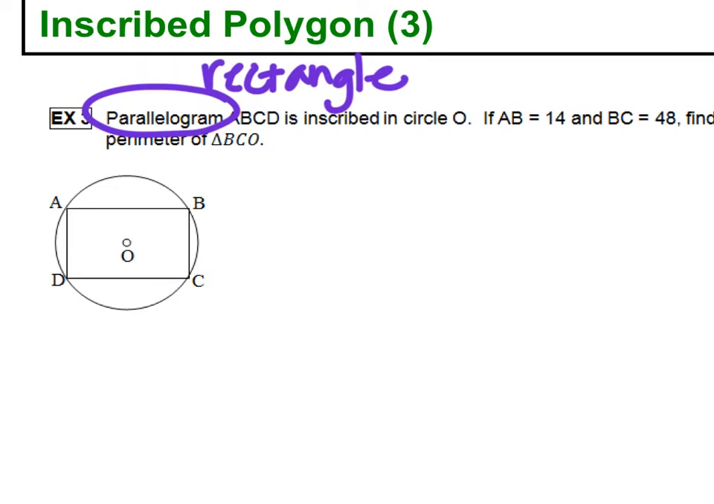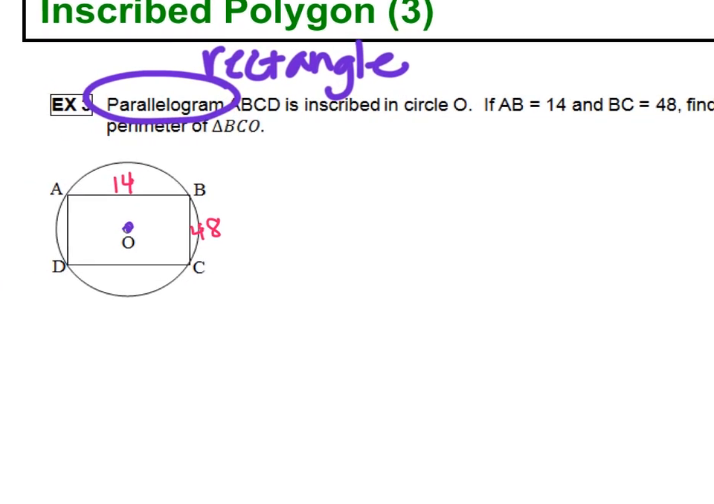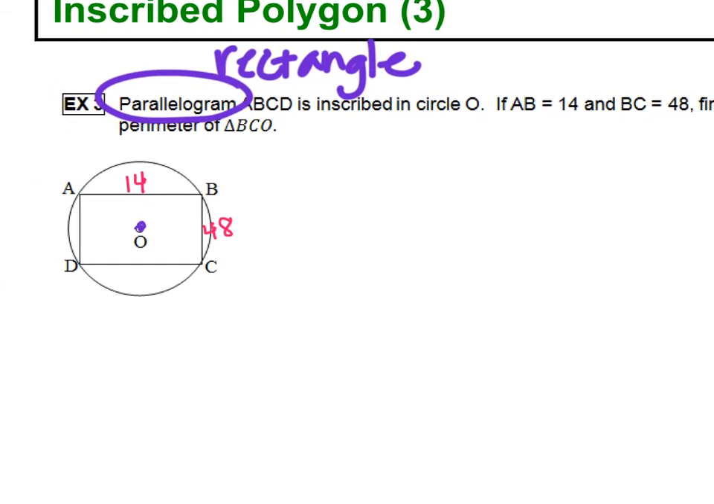We know that AB is 14. So this is 14, and then BC is 48. This picture is not drawn to scale at all, but that's okay. And then what it says is find the perimeter of triangle BCO. So BCO is this triangle right here.